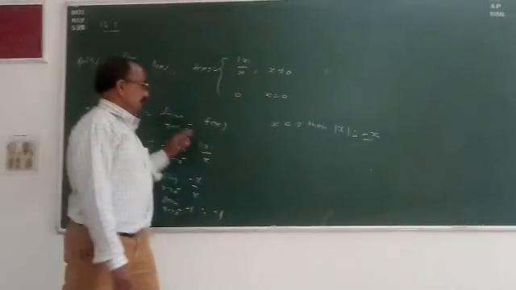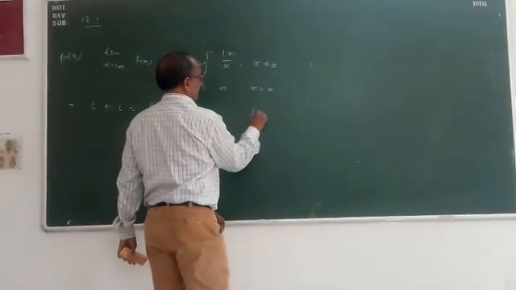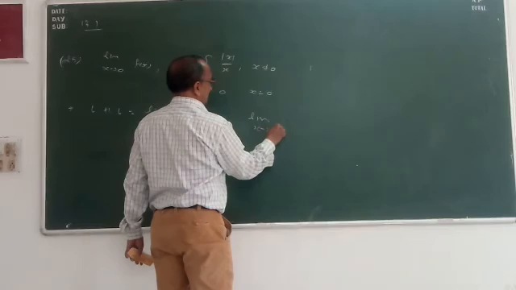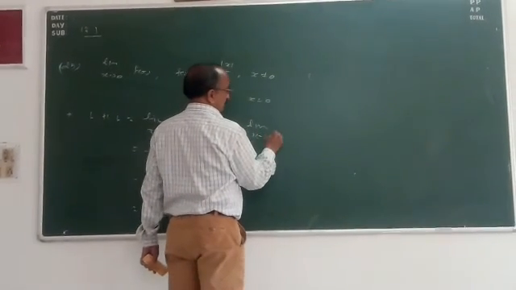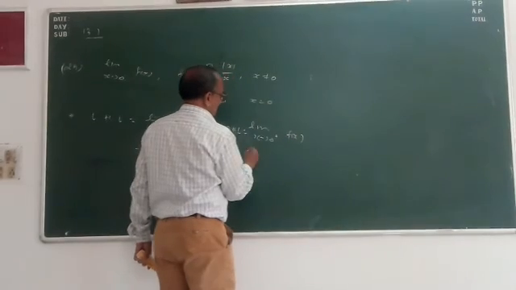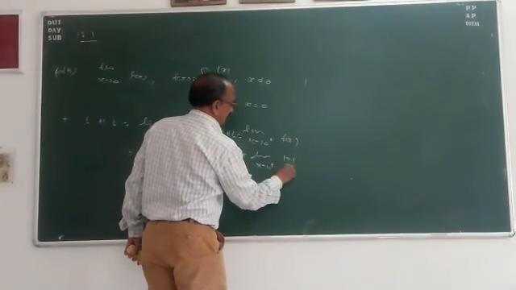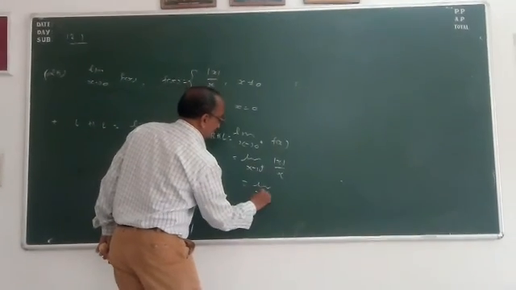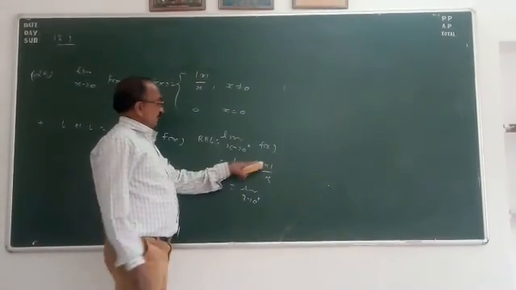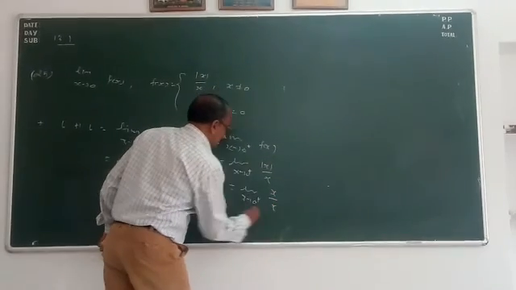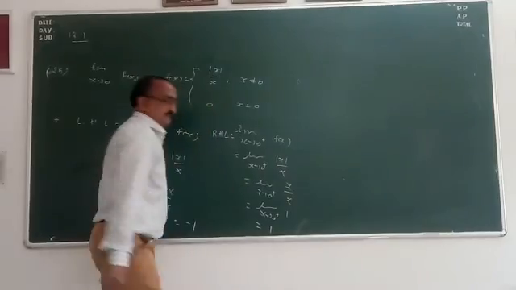Similarly get the right hand limit. Limit x tends to 0 positive. Right hand limit is equal to limit x tends to 0 positive f(x), which is equal to limit x tends to 0 positive mod of x upon x. Here the value of x is greater than 0. So in this case mod of x is equal to x, so x upon x is equal to limit x tends to 0 positive of 1, and the limit of this is equal to 1.